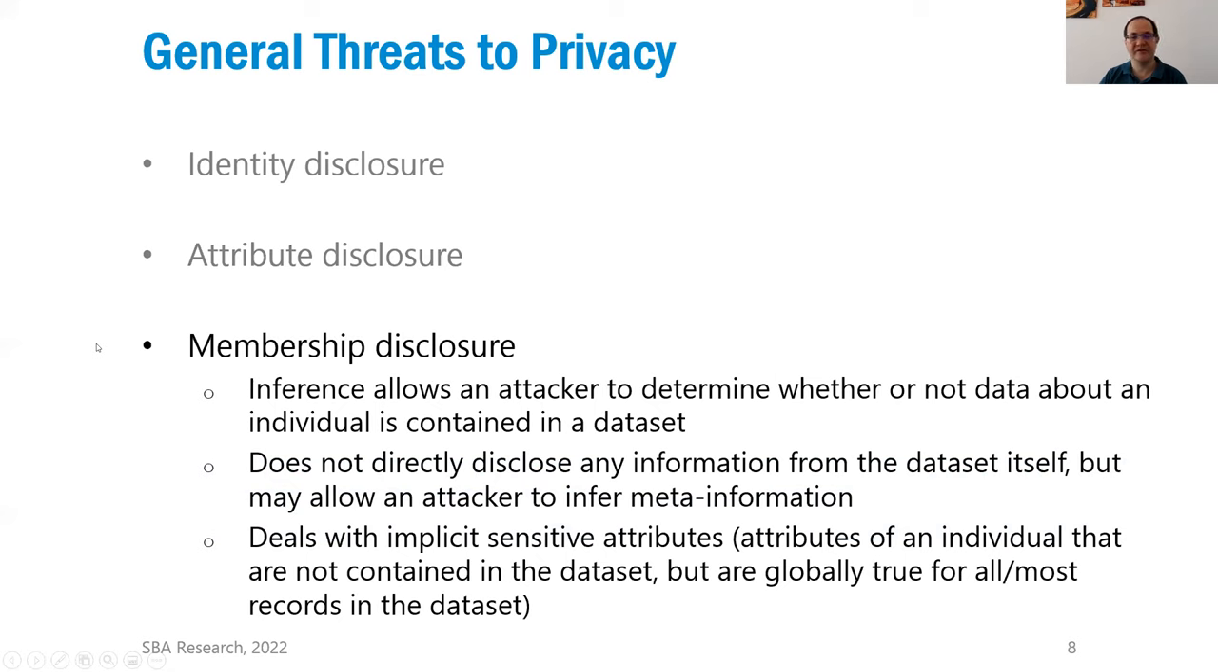And the third type of disclosure that you normally distinguish is the so-called membership disclosure. This is likely the weakest form of disclosure because it reveals the least information, but it's still highly relevant. Basically what I'm able to infer here is simply if a person was a member of a certain data set or not. And this doesn't really disclose any information from the data set itself, but it allows me maybe to infer some meta information. For example, if I know that this is a data set describing people with a certain infectious disease, and I know that a certain person was in that data set, I can infer that this person also maybe has suffered from the disease, or similar application settings you can think of.